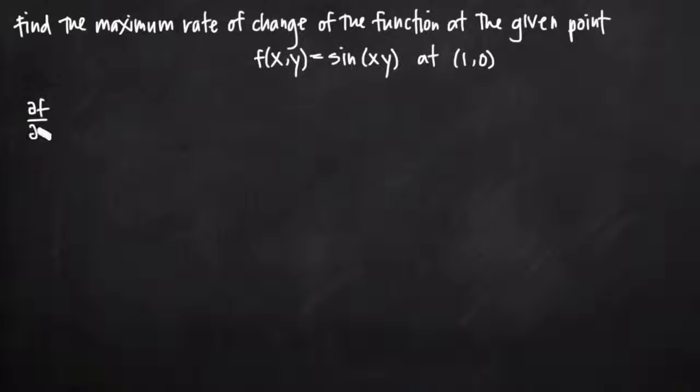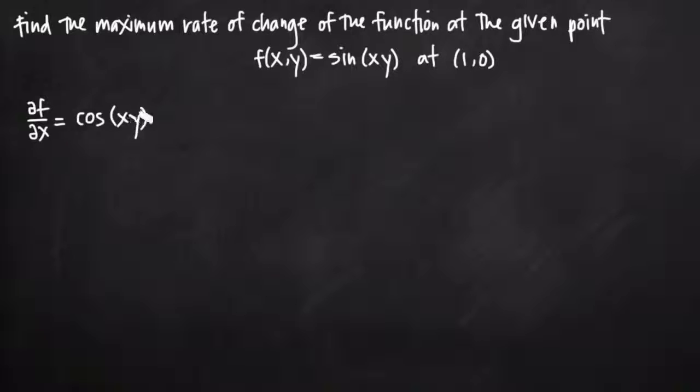So for this problem, for the partial derivative of f with respect to x, we're going to take the partial derivative of sine of x times y. We're going to treat y as a constant when we take the partial derivative with respect to x. Given that, we have to use chain rule. We're going to treat sine as our outside function and x times y as our inside function. The derivative of sine is cosine. That's the outside function first. So we take the derivative of the outside function, leaving the inside function completely untouched. But then we have to multiply by the derivative of the inside function.